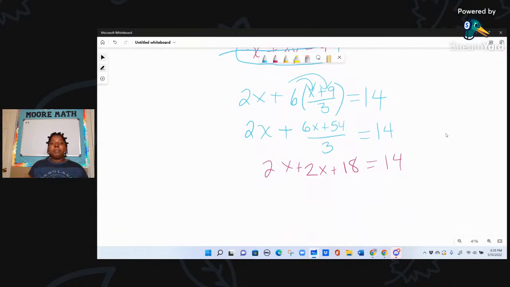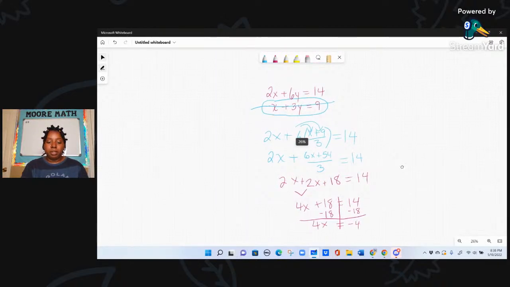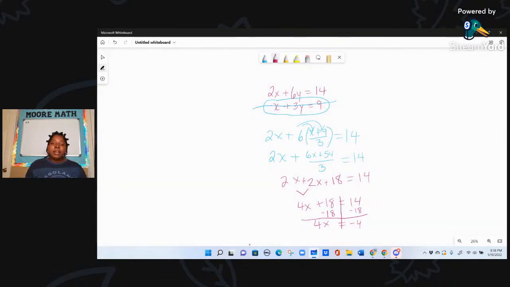Now combine your x's: 4x plus 18 equals 14. Then we subtract 18 on both sides, and you get 4x equals -4. 4 times something equals -4, so x equals -1, right? We divided both sides by 4 and get x equals -1. But so far, I only have x.